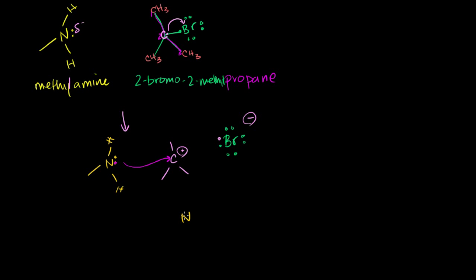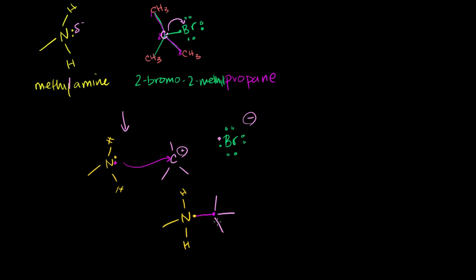We have our nitrogen. It has bonded to 2 hydrogens over there. It has a methyl group just like that. It has this electron over here. Now this magenta electron has been given to this carbon over there. And then that carbon is bonded to 3 other carbons. 1, 2, 3.